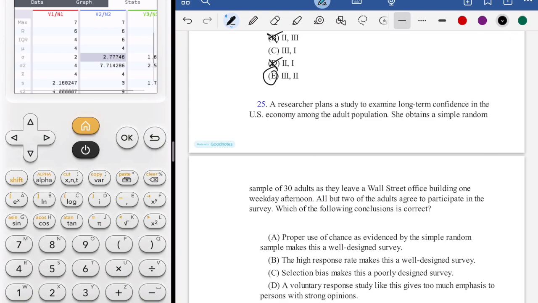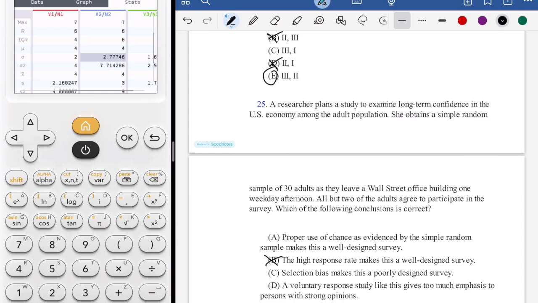All but 2 of them agreed to participate in the survey. High response rate makes this a well-designed survey. Response has nothing to do with the design. It's a consequence of the design, right? The ends justify the means. She may have lucked out and come up with a good response set, but that doesn't mean it was a well-designed survey. Selection bias makes this a poorly designed survey.